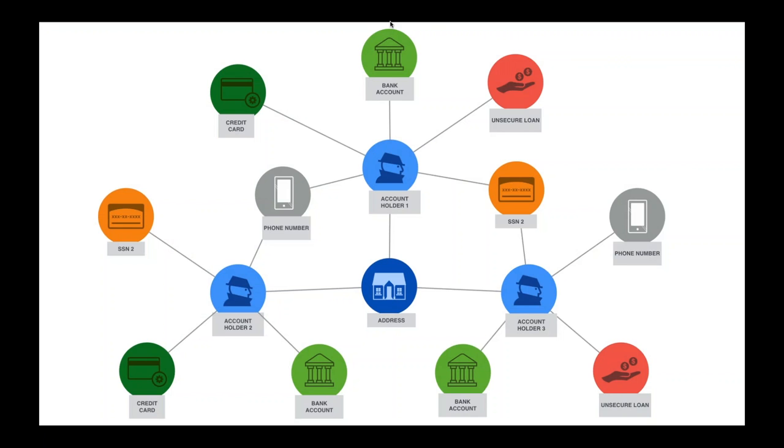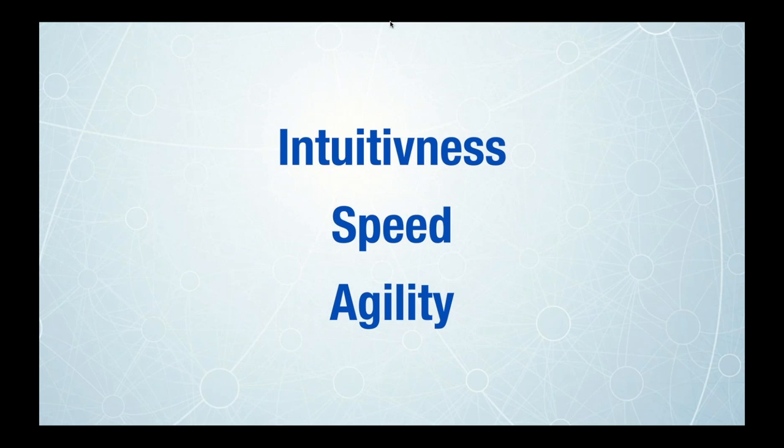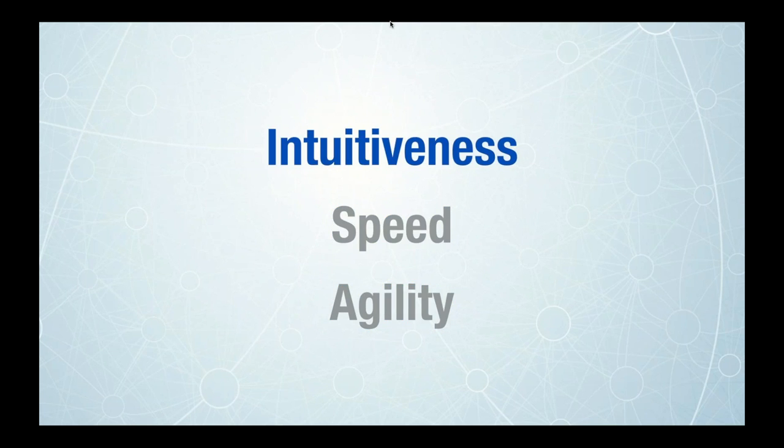So we think of three different goals when it comes to a database. And those three goals are intuitiveness, speed, and agility. Let's talk about the first one, intuitiveness. Intuitiveness is about making the data model easy for everyone to understand.